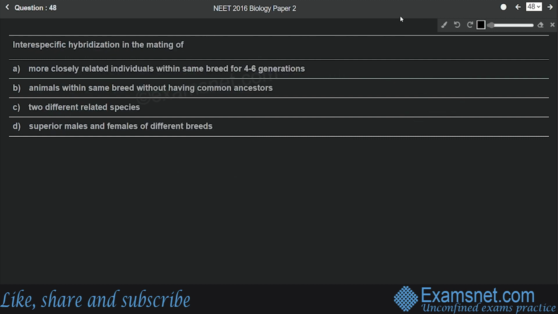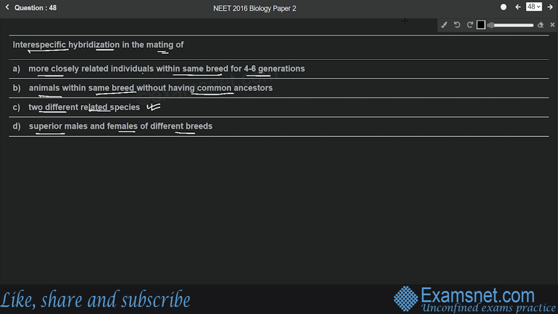Question number 48 is from the chapter Strategies for Enhancement in Food Production, and the question is, interspecific hybridization is the mating of. Option A, more closely related individuals within same breed for 4 to 6 generations, animals within same breed without having common ancestor, then two different related species, and the last one is superior males and females of different breeds. And the correct answer is option number C, two different related species.